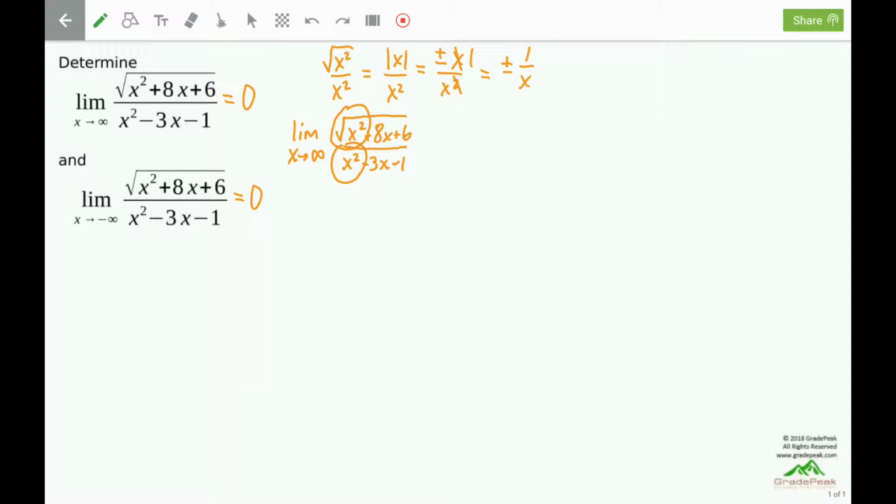In the numerator, positive infinity squared is positive infinity, square root of positive infinity is positive infinity. In the denominator, positive infinity squared will be positive infinity. The result is positive infinity over positive infinity. We have the infinity over infinity indeterminate form here. We will need to rework this. To rework this, we will divide both the numerator and the denominator by the highest power of x in the denominator. That will be x squared.